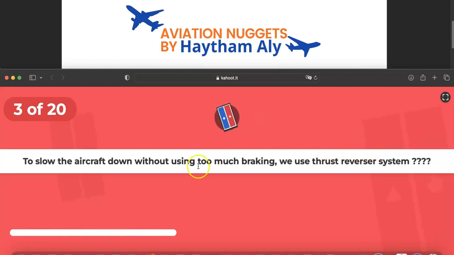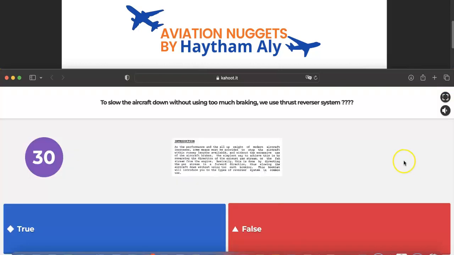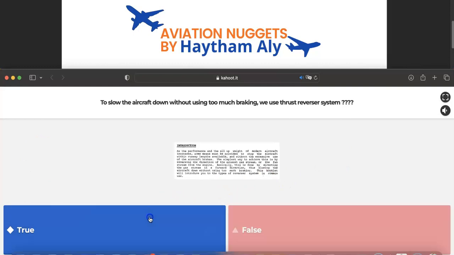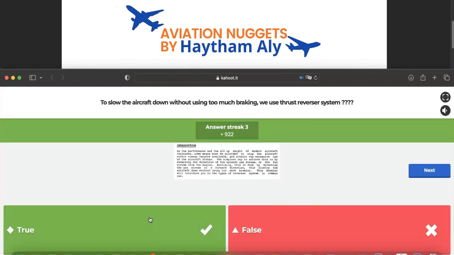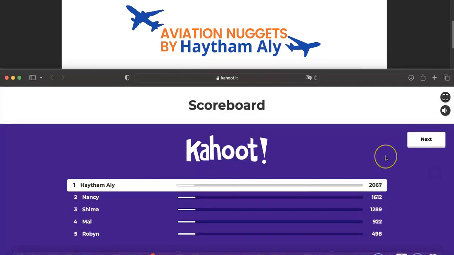Question 3 of 20. To slow the aircraft down without using too much braking, we use the thrust reverser system. This statement is very true. In modern airliners, there is a thrust reverser system which reverses the fan stream or hot stream. It plays an important role besides aircraft brakes and spoilers. Okay, everybody, let's proceed. Next question.